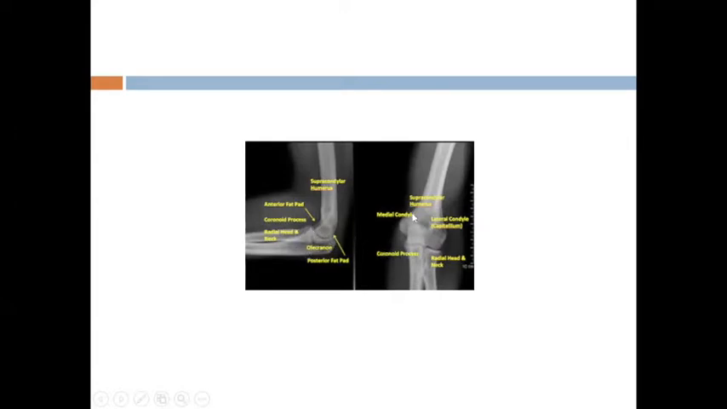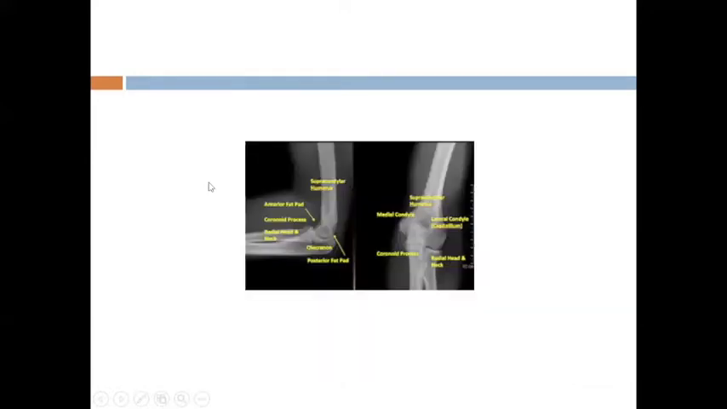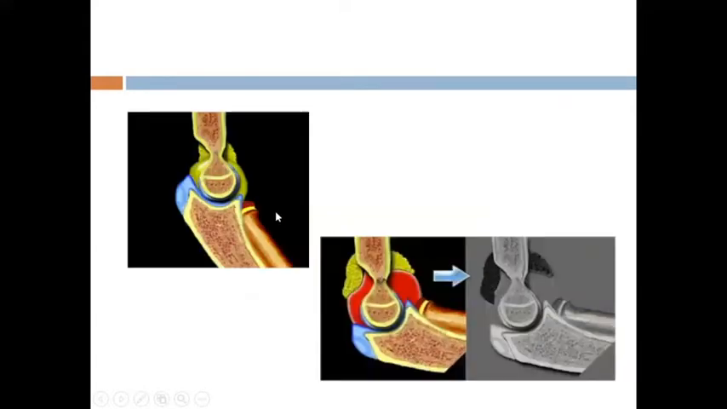Here also you can see this is the supracondylar area of the humerus, medial epicondyle, lateral epicondyle. Here you can see this coronoid process, radial head and neck. This is a normal anterior fat pad and posterior fat pad. Here in the X-ray we see the anterior fat pad and posterior fat pad. Here also we can see this is the normal anterior fat pad. This is the normal posterior fat pad.